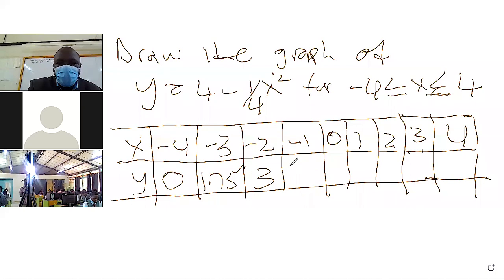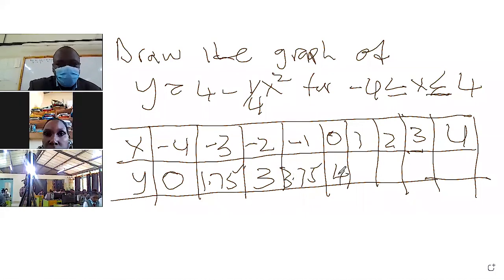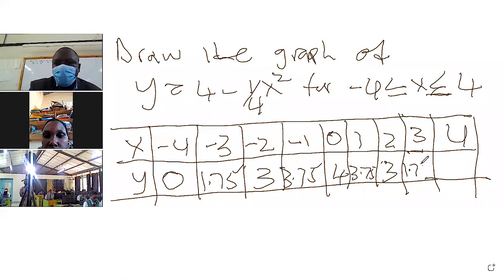This is going to be 3.75. This is going to be 4. This is going to be 3.75. This is going to be 3. Then this is 1.75. And then this one here is 0. That is what you've got. So that is now generating the table.